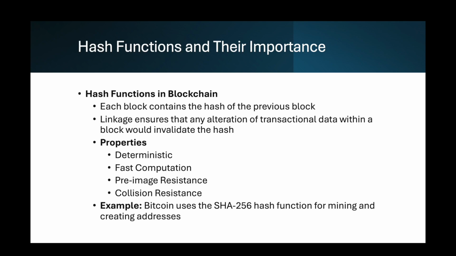Fast computation: the hash function should be capable of returning the hash of input quickly. Pre-image resistance: it should be infeasible to reverse the hash function to find the original input. Collision resistance: it should be infeasible to find two different inputs that produce the same output. Example: Bitcoin uses the SHA-256 hash function for mining and creating addresses.